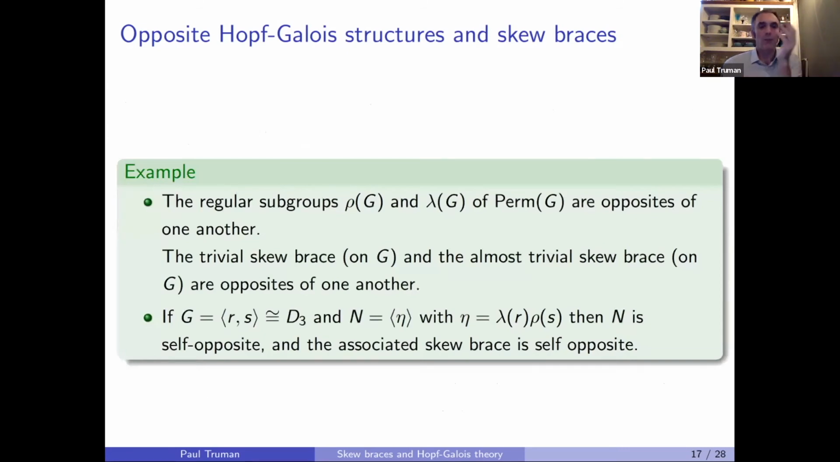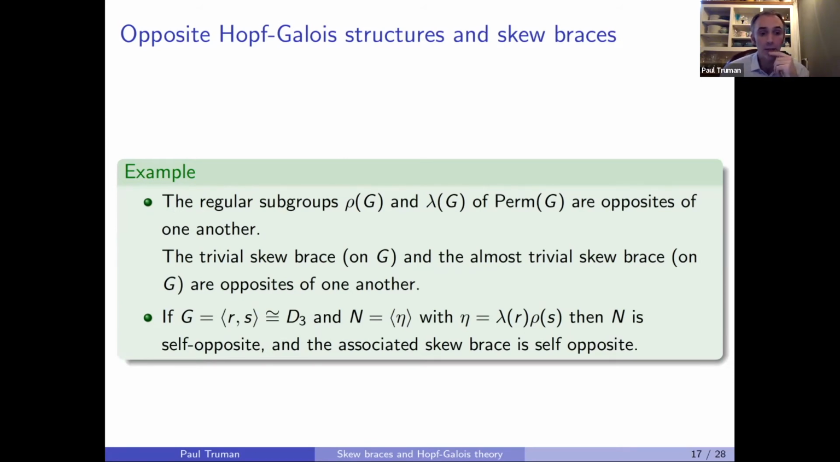So here are some examples. In this kind of language, the regular subgroups ρ(G) and λ(G) are opposites of one another. I've already used the fact that the elements of these two subgroups commute with each other. So that's saying that the trivial skew brace on a fixed group G and the almost trivial skew brace on a fixed group G are opposites of one another.